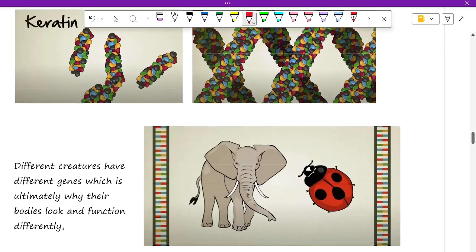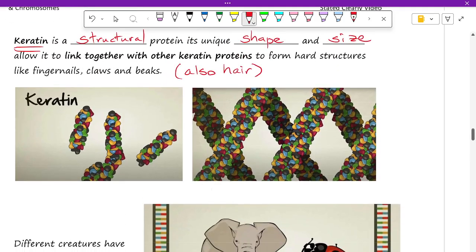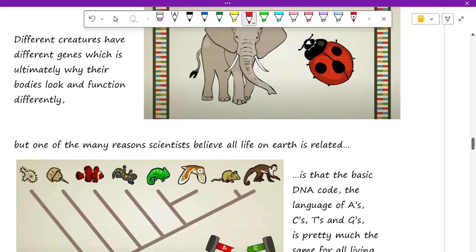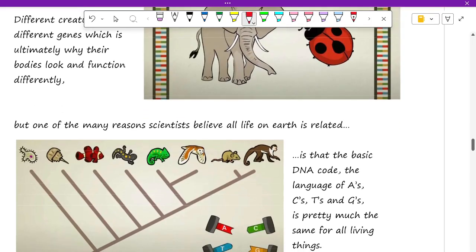Different creatures have different genes, which is ultimately why their bodies look and function differently. But all animals have the gene to make keratin because they all have some sort of nails or beaks or hairs or fur that uses keratin as part of its structure. And it's also because different organisms turn on and off different genes.